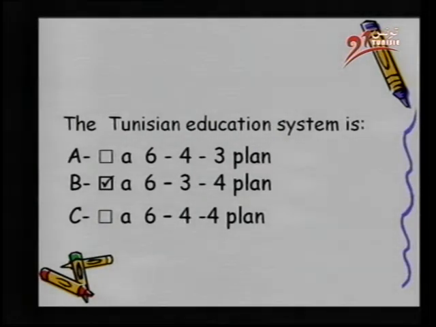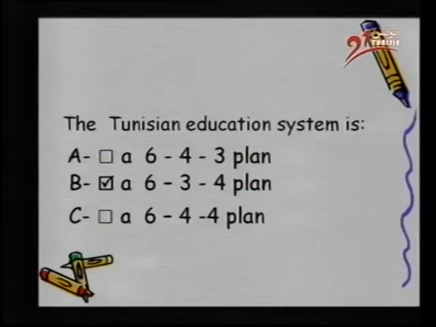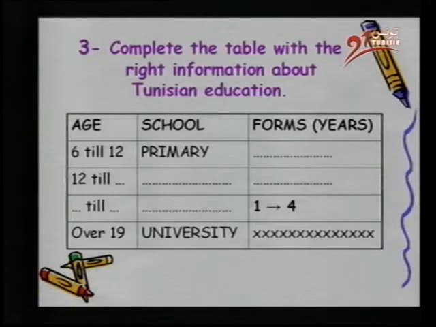What is meant by 6-3-4 plan? Good, yes. You have to stay at primary school for 6 years, at a prep school for 3 years, and at a secondary school you have to spend 4 years. Now, let's move on to the next step.